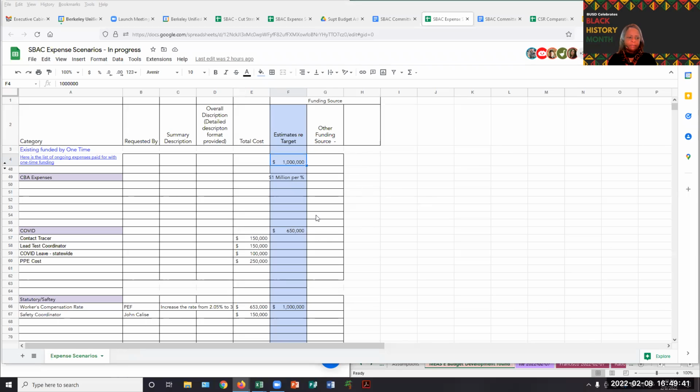So our next group of expenses is negotiations. We have not obviously started negotiations with our 4 unions, but what we do know is that 1% costs the unrestricted general fund about $1 million. So this is still to be determined, but whatever percentage is determined, it's going to cost us $1 million per percentage. These other categories are COVID expenses.